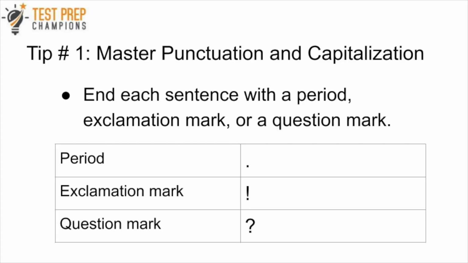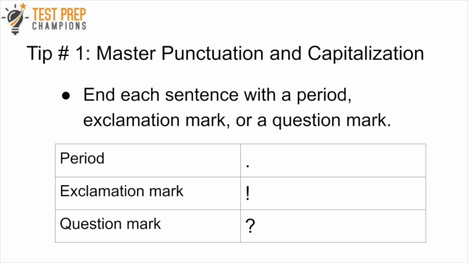Alright, let's get started. This first tip will help you with punctuation and capitalization so that you don't lose points that you deserve to get. In your writing, you must end each sentence with a period, exclamation mark, or a question mark. Exclamation marks are for showing strong feelings or excitement, question marks are for questions, and periods are for statements. Now, in your essay, try to stick mainly to periods.